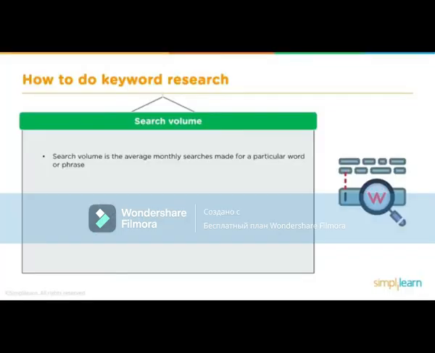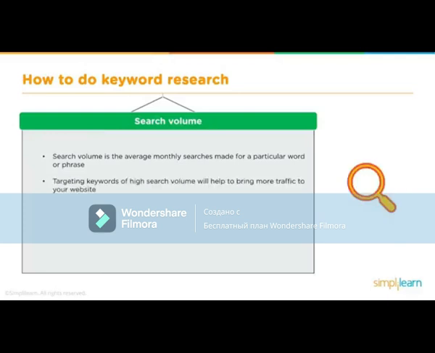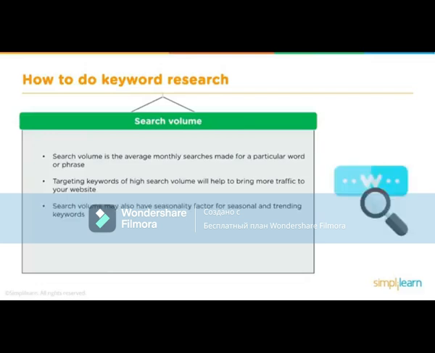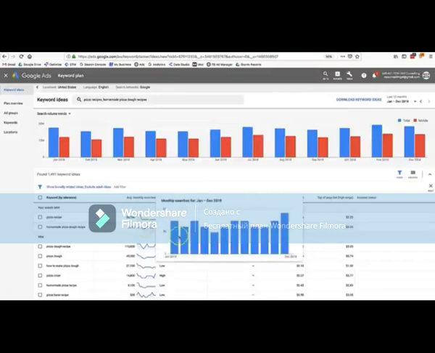So search volume is the average monthly search volume made for a particular keyword and phrase. We can get that number using Google's keyword planner tool in the Google Ads platform. We want to target keywords with high search volume that will help bring traffic to the website. We want volume, but we want to take into account seasonality as well. So that's where Google's keyword planner tool comes into play, because if we go back, again, we can just hover over and get a sense of any particular trend going on or seasonality.